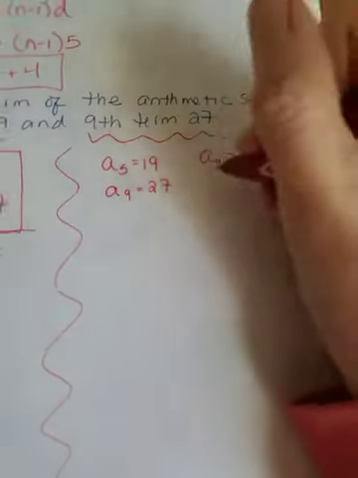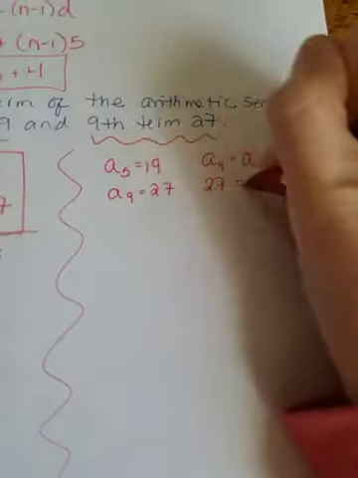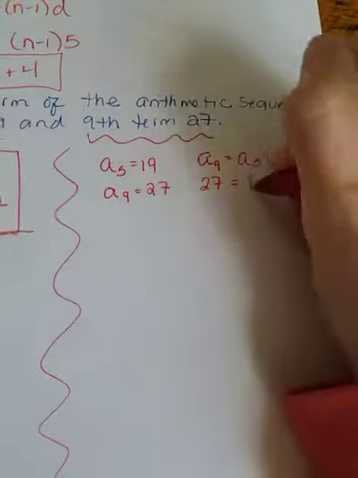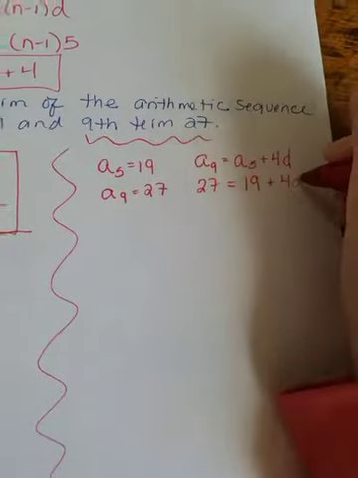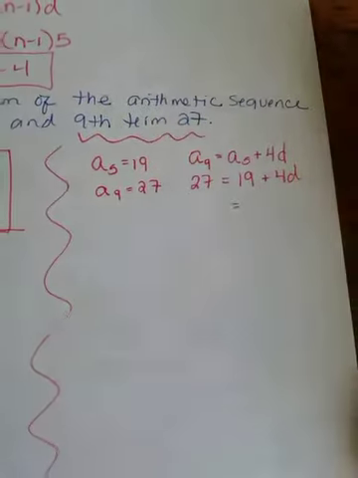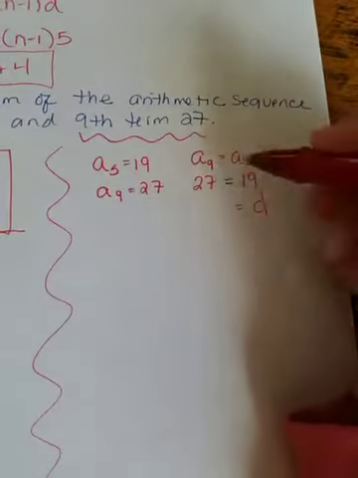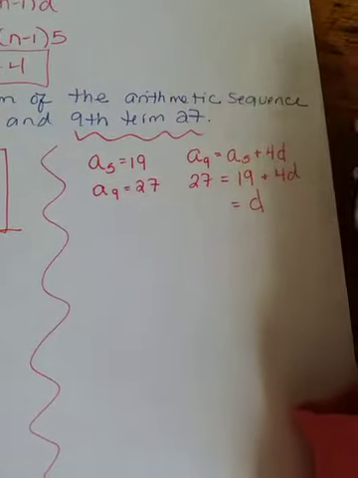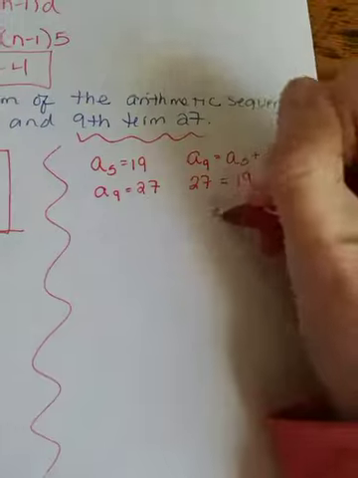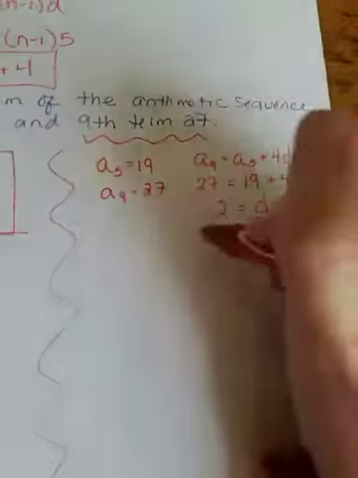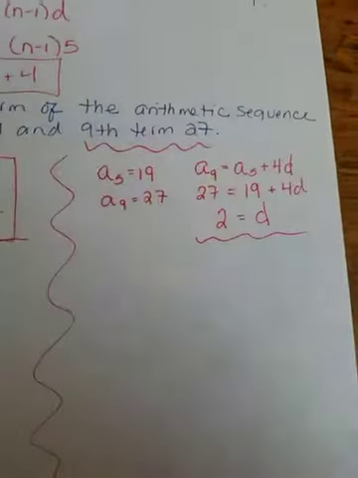Now it's just substituting in what I know. So a sub 9 is 27, and then a sub 5 is 19. So this is solving for d. I would subtract 19 from 27, divide by 4. Sorry, 27 minus 19 is going to be 8. Divided by 4 is 2. Okay, so again, important information that I need.